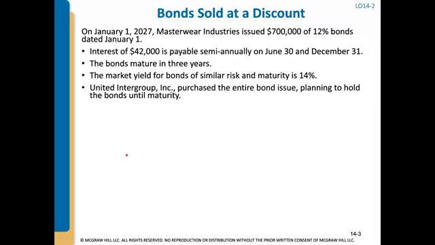I'm going to go through this quick example that is detailed out in the previous video under discounted bonds. However, I will be using these amounts to explain the straight line amortization concept. So this example, January 1, 2027, Masterware Industries issued $700,000 of 12% bonds dated January 1. Interest of $42,000 is payable semi-annually on June 30th and December 31st. Bonds mature in 3 years. The market rate is 14%, and the buyer, United Intergroup Inc., plans to hold the bonds until maturity.